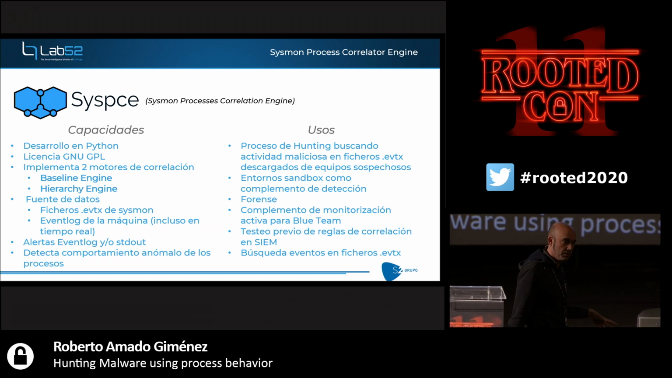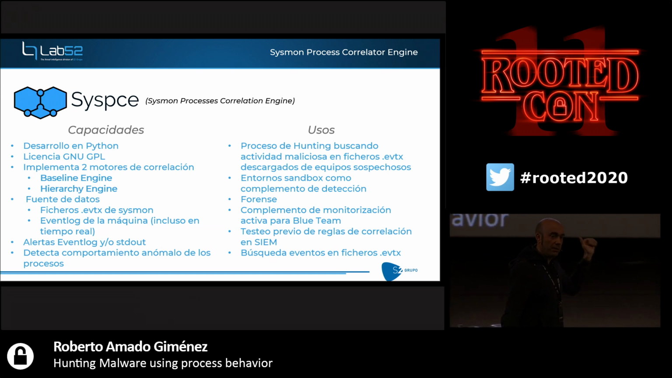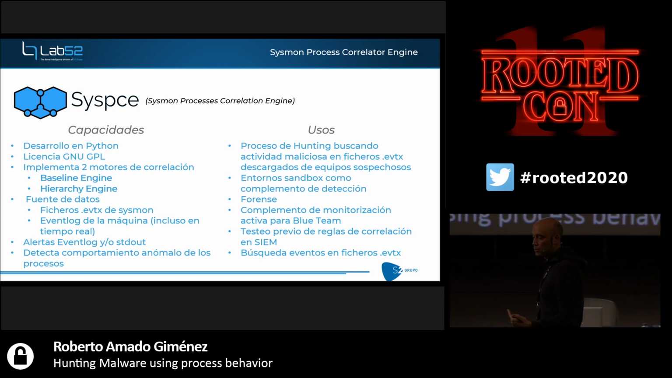I developed an application to correlate Sysmon events with two capabilities. The first capability is to detect anomalies due to the hierarchy of processes, like we said before, WinWord. And the second detection engine is based on behavior.